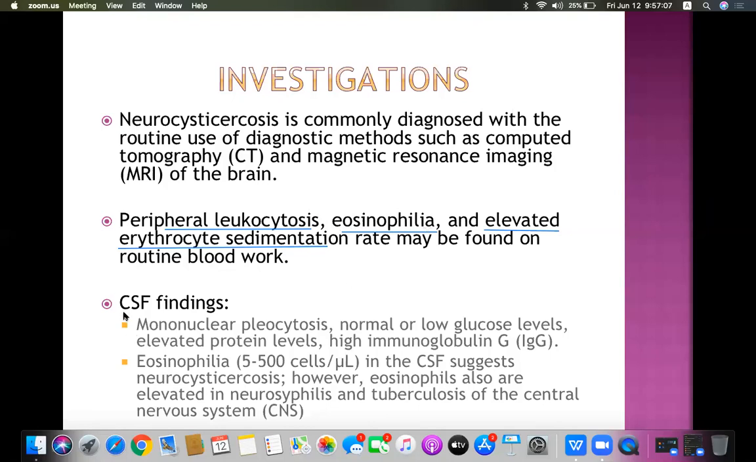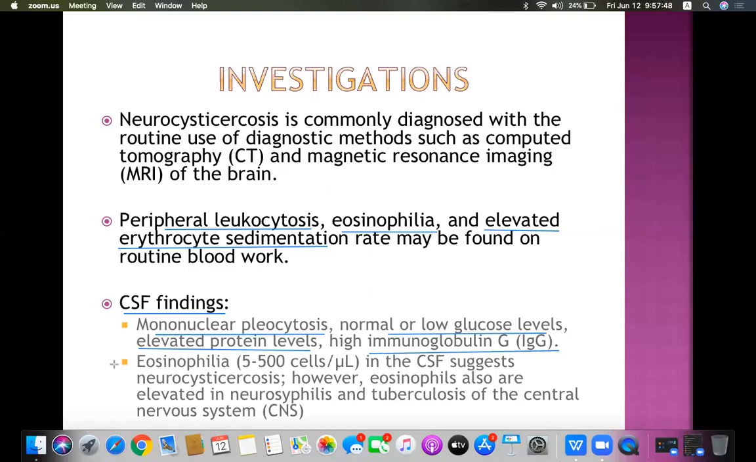Now, this is involvement of the brain, so we can go for lumbar puncture and CSF analysis. What findings do we get if we examine CSF? There will be mononuclear pleocytosis. Pleocytosis means increased cells in the CSF, and these are mainly mononuclear cells, that means mainly lymphocytes. Normal or low glucose level. Elevated protein level because of inflammation. And there is a high immunoglobulin G level in the CSF. So these are the different CSF findings.